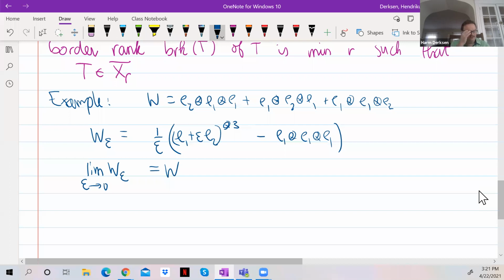Well, let's say we work over the complex numbers, but if you work over an arbitrary field, you have to make sense of this limit in a different way, and I'll talk about that later. Anyway, you see that this rank 3 tensor is a limit of rank 2 tensors. So in other words, the set of tensors of rank at most 2 is not closed. And of course, for matrices, such sets are always closed, right? Because the matrices of rank at most R are defined by the vanishing of the (R plus 1) times (R plus 1) minors. So that is a nice Zariski closed set.